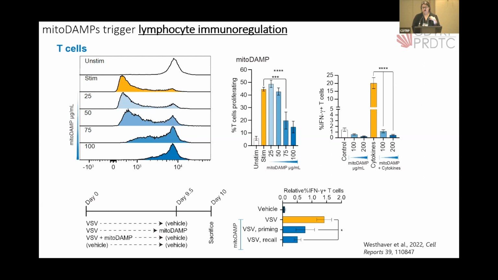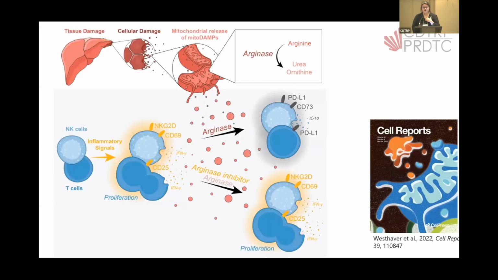Here I'm showing you proliferation in T cells. This is CD3, CD28 driven proliferation. I'm showing you a dose-dependent decrease in proliferation in response to these DAMPs. We also see a decrease in inflammatory cytokine production in cytokine activated T cells, which I'm showing you here in the top right. And we've also shown in some in vivo models that the presence of DAMPs can interfere with the formation of antigen-specific T cell responses, both in primary and recall. So hopefully I've convinced you that DAMPs are really cool and they're important.